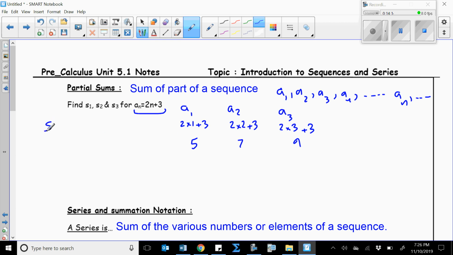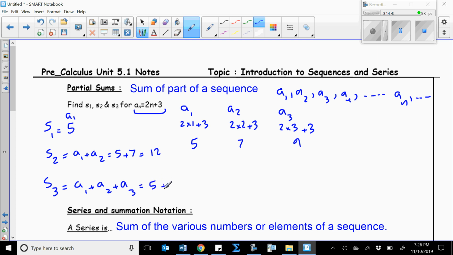Now to find S1, I just need to add the first term, which is just 5. S1 was A1. S2 is A1 plus A2, so it will be 5 plus 7, which is 12. S3 will be A1 plus A2 plus A3, so it will be 5 plus 7 plus 9. It will be equal to 12 plus 9, which is 21.